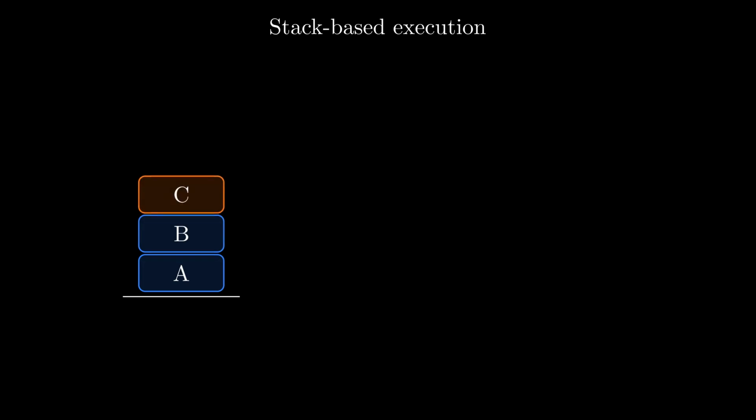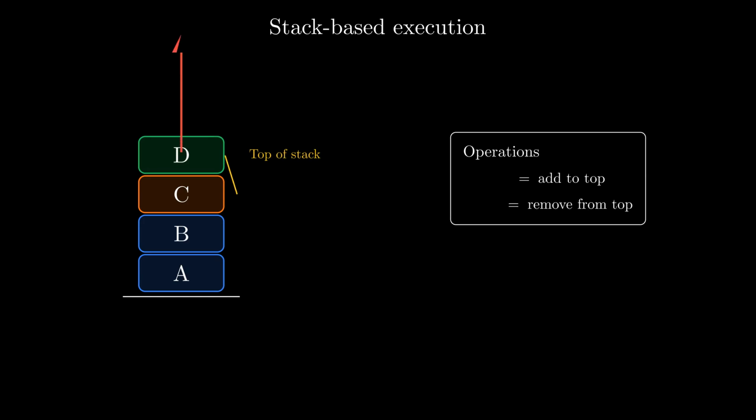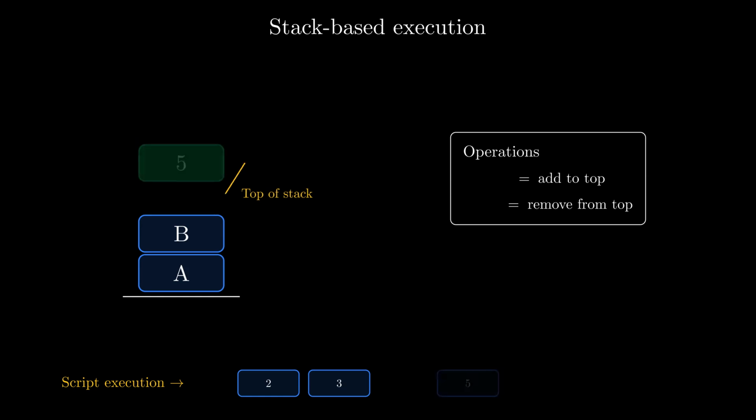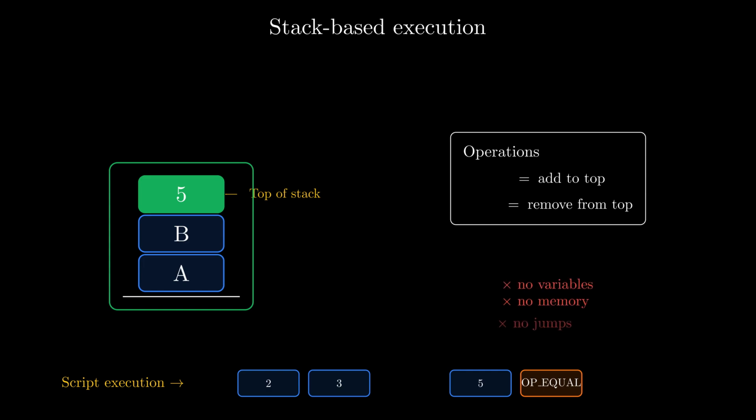Script is a Forth-like stack-based language. A stack is just a pile of values where you can only touch the top. Two operations matter: push adds a value to the top, pop removes it. Script executes left to right. Each token is either data, which gets pushed onto the stack, or an operator, which pops some values, computes something, and pushes the result. That's the entire model. No variables, no memory, no jumping around, just a stream of tokens consuming and producing values on a single stack.